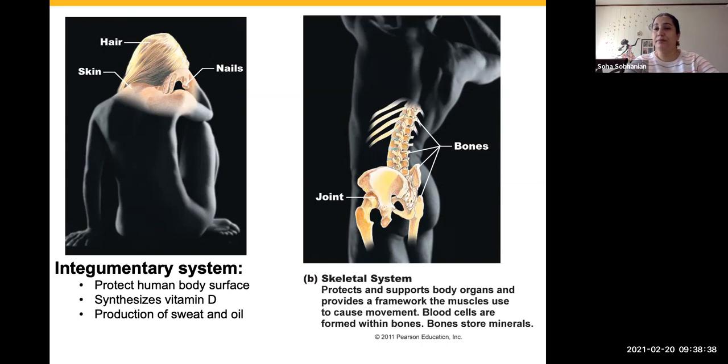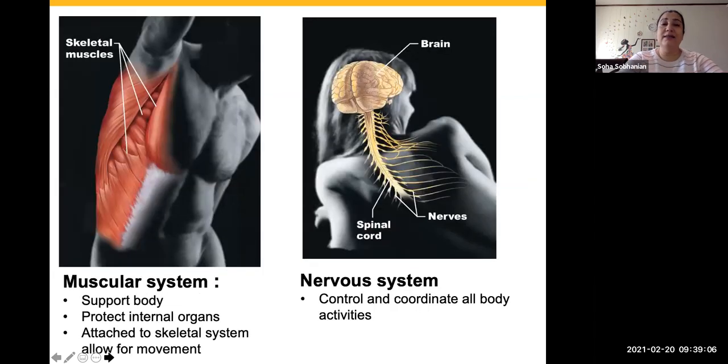So, yes and no, because muscles actually come on top. So the question is, can muscles be protected by the skeleton? Technically, if you think about it, muscles are attached on the surface of the bone, so they technically cannot be protected by the bone itself. So we're looking more at the internal organs. Okay. And next we have the skeletal muscle.